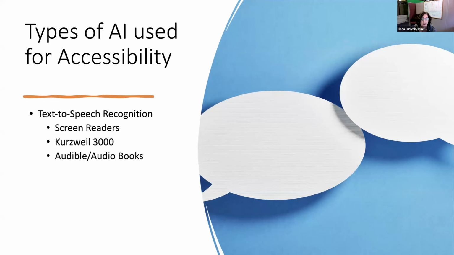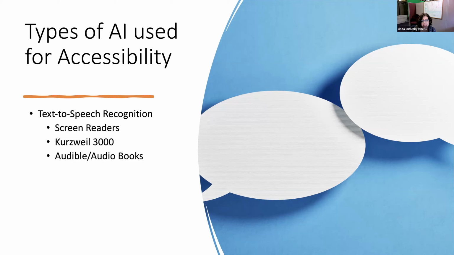So the types of AI used for accessibility, I want to just give you a brief overview of some of these. I have not used a lot of these directly, like I haven't used the Kurzweil 3000 or screen readers, but these are both examples of text-to-speech recognition. And we could thank Ray Kurzweil for that, because he is the person who pretty much developed optical character recognition, which allowed for these things to work effectively.